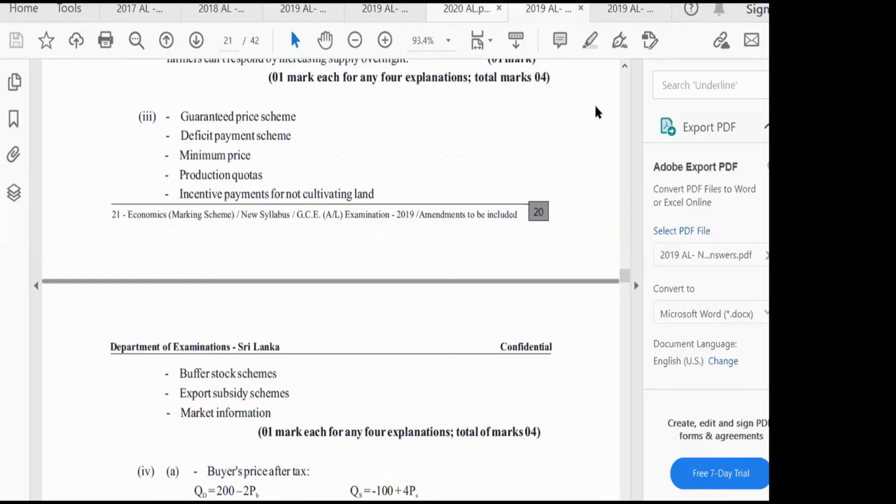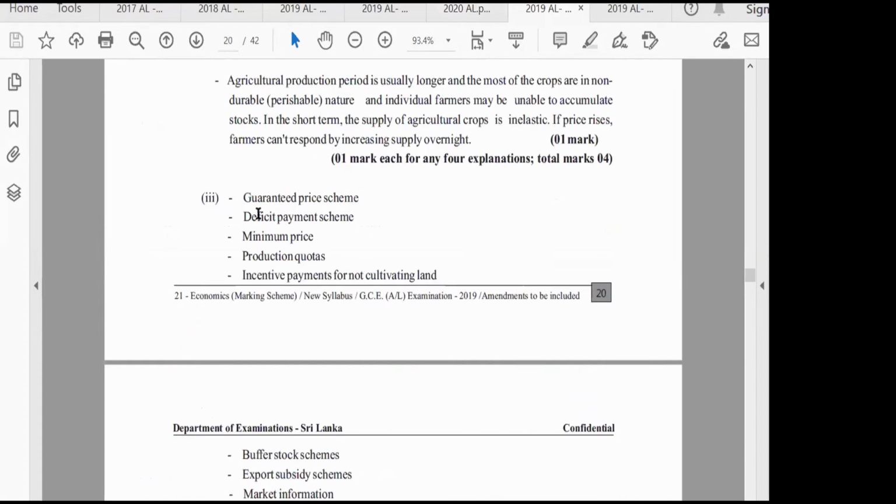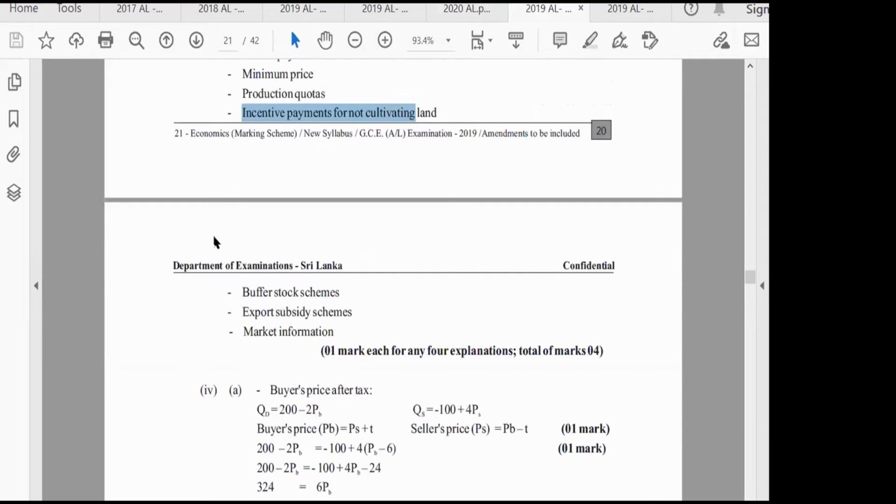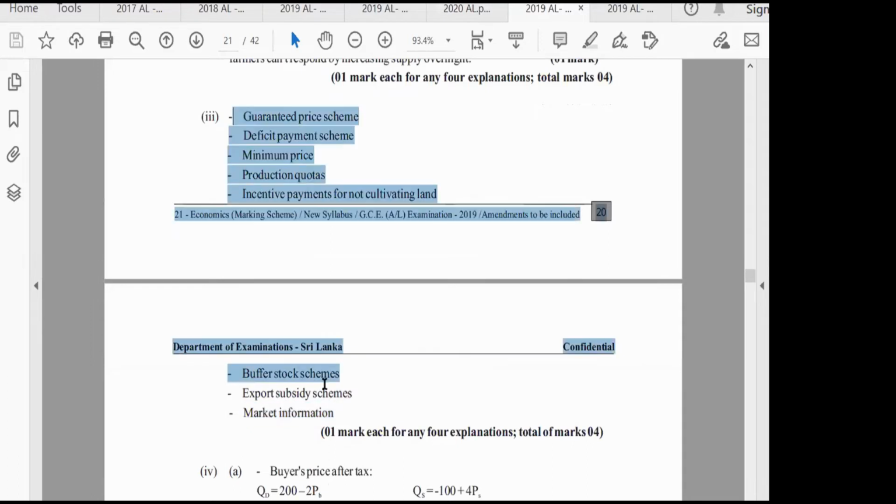Okay, here. This is where they're testing your theory. What has the government done to stabilize this? They have had guaranteed prices, right? They have had deficiency payment systems. They have had minimum prices. They have had quotas. They have put incentive payments for cultivating land. They've had buffer stock, right? They've had export subsidies. They've given more market information, right? So with any of these, you would have got your mark.